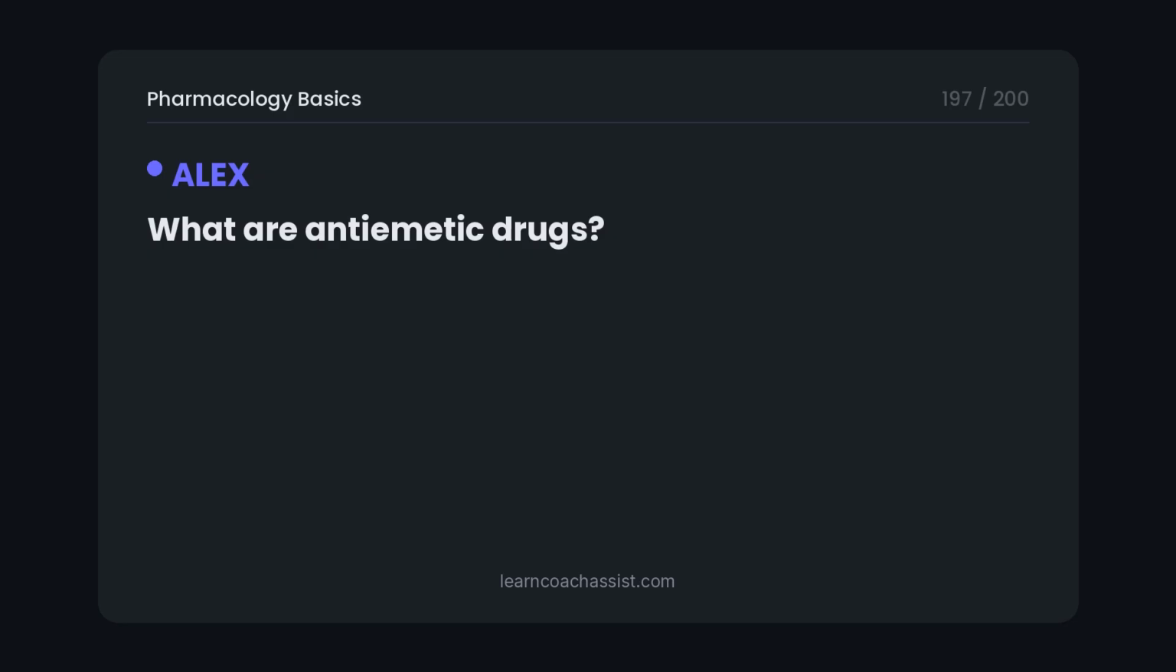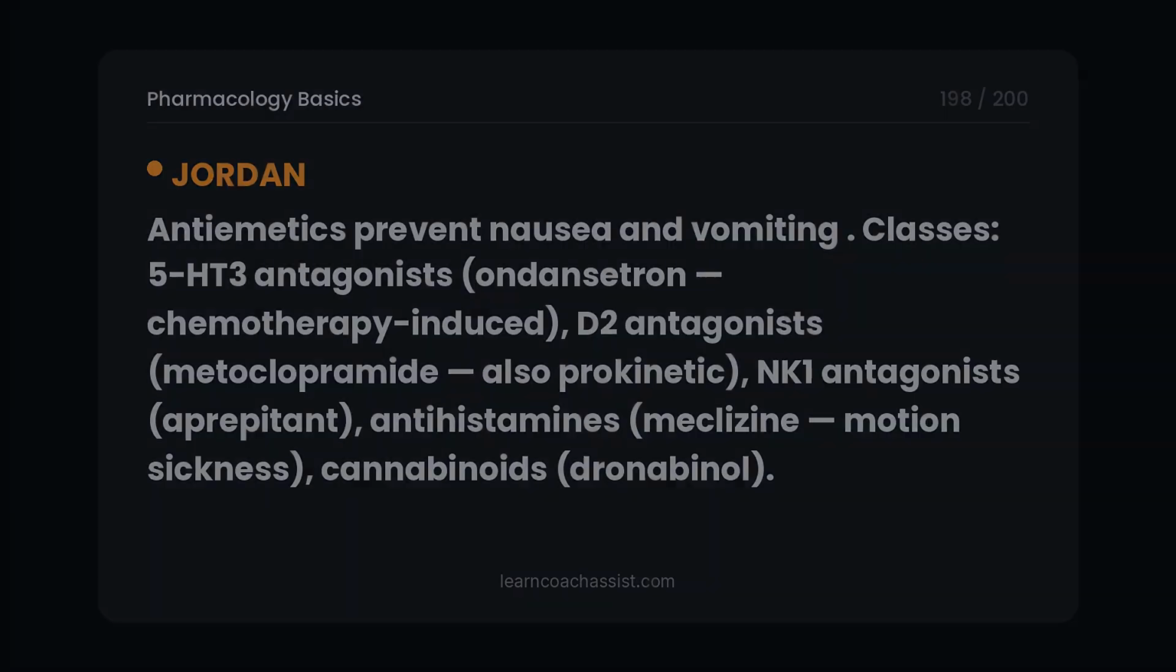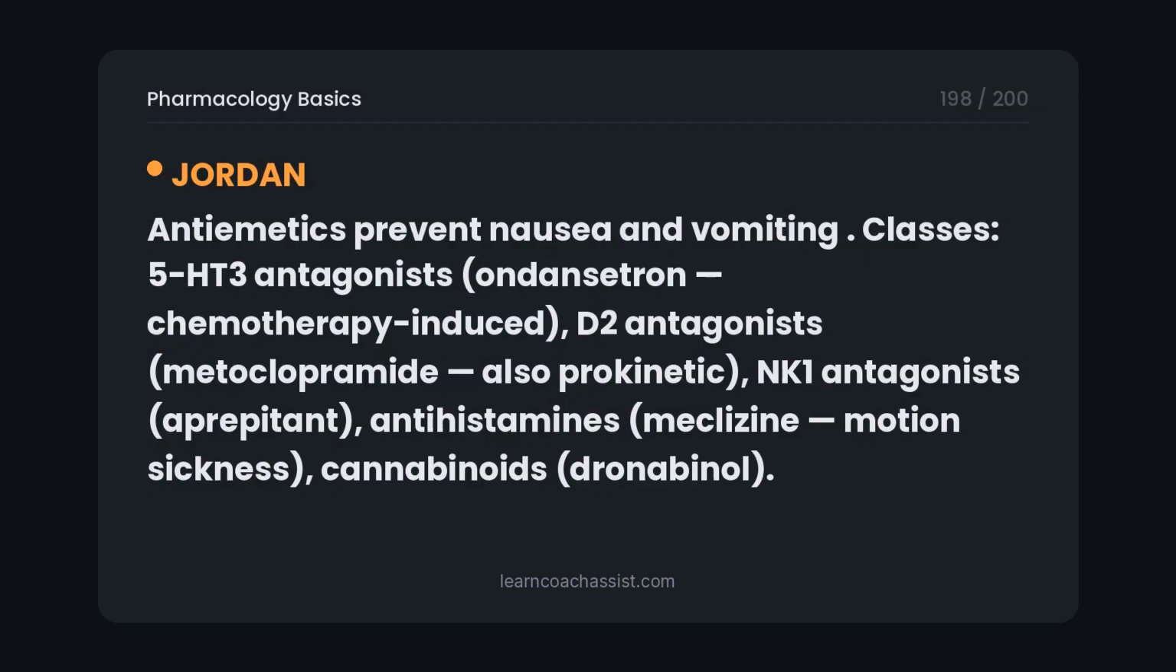What are antiemetic drugs? Antiemetics prevent nausea and vomiting. Classes: 5-HT3 antagonists, ondansetron, chemotherapy-induced; D2 antagonists, metoclopramide, also prokinetic; NK1 antagonists, aprepitant; antihistamines, meclizine, motion sickness; cannabinoids, dronabinol.